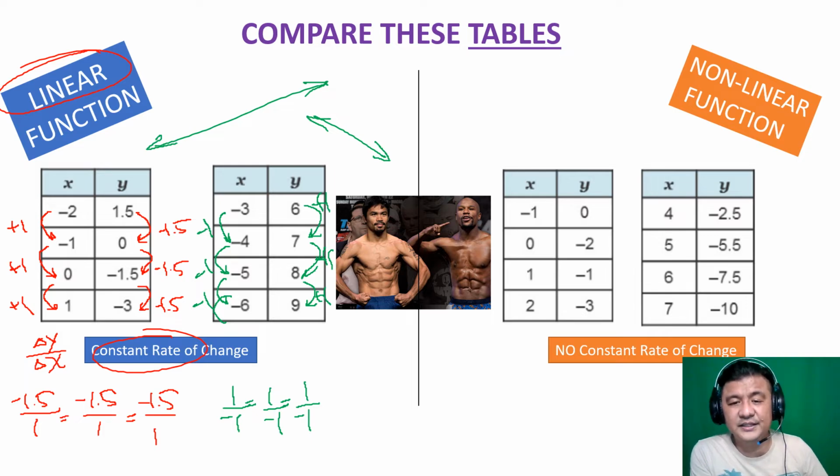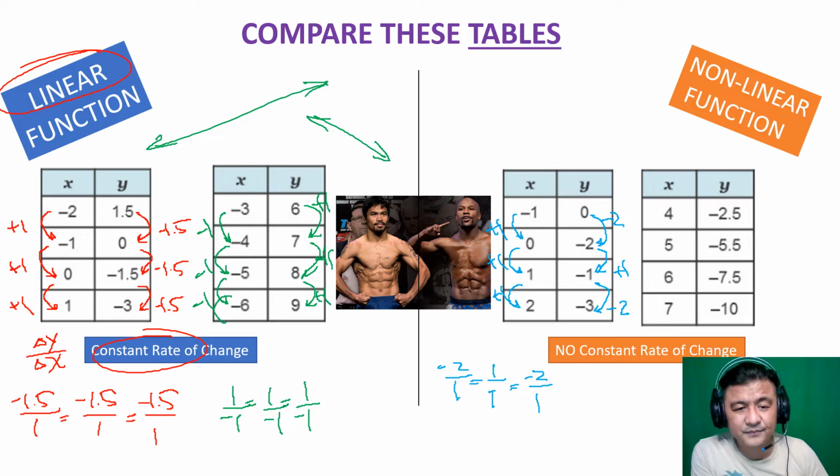Now, let's look at this. How can it be non-linear? If you look at the development of the numbers, this is plus 1, plus 1. This is plus 1. No problem with that. 0 to negative 2 is minus 2. Negative 2 to negative 1 is, hold on, it's not minus. You're adding 1. Negative 1 to negative 3, it's getting farther. You subtracted 2. Now, if you look at this, is negative 2 over 1 the same as 1 over 1? Is it equal to negative 2 over 1? If you write the slope, are they the same? No, they're not. There is no constant rate of change.